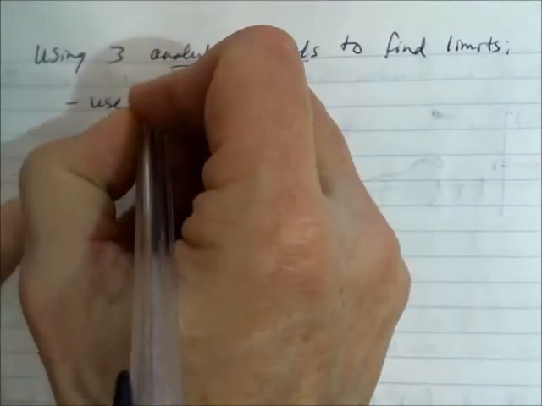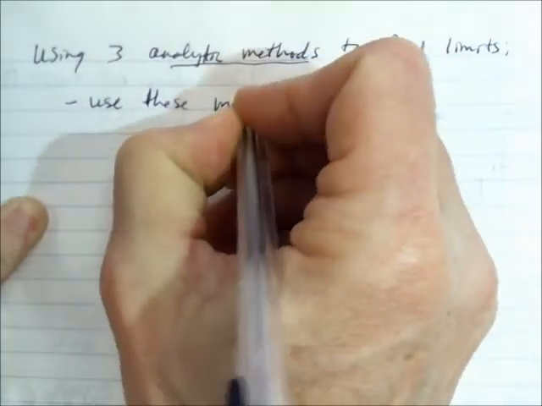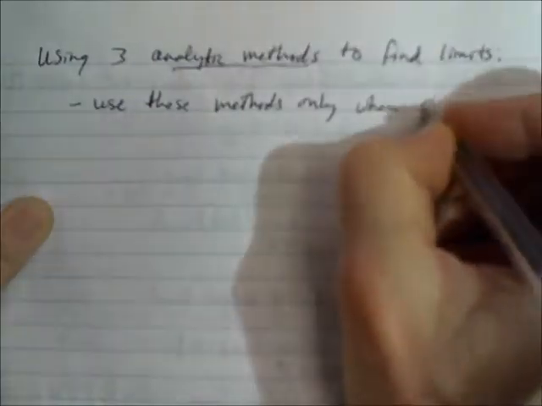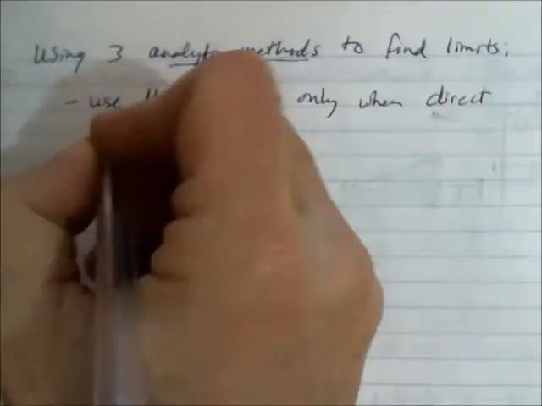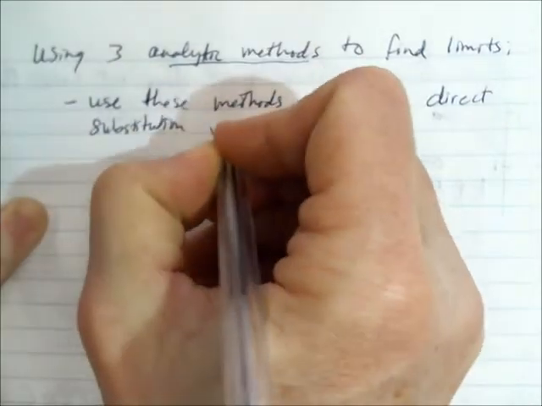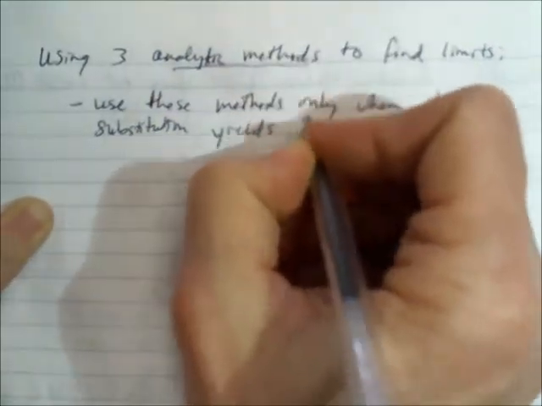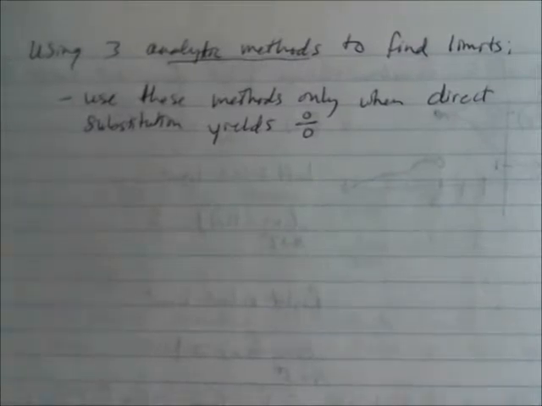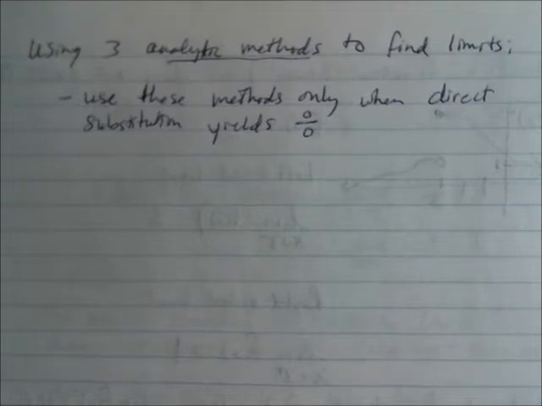So use these methods only when direct substitution yields a 0 over 0. Right? If you're not getting a 0 over 0, then direct substitution is all that's necessary. Let me try to focus this better. Okay.